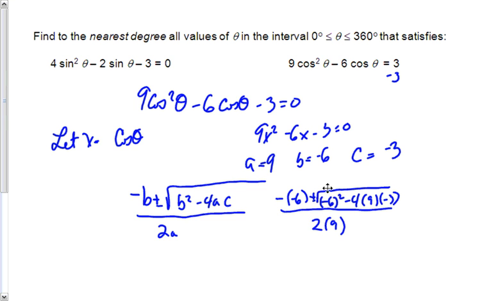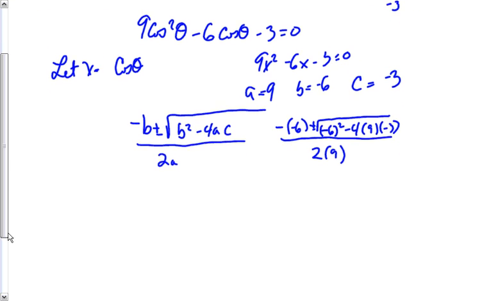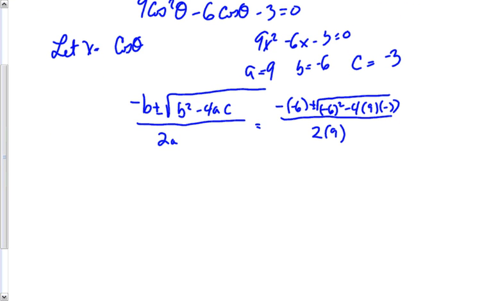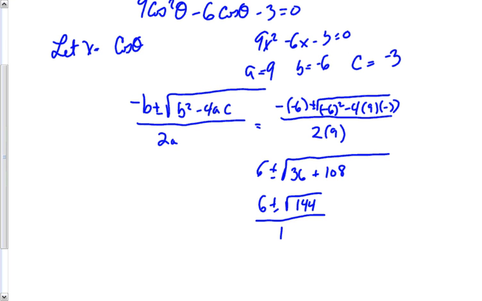Okay, crunching the numbers, which again we should always be extremely careful with. And we get negative, which is just 6, plus or minus the square root. 6 squared is 36, plus, because 2 negatives make a positive, 12 times 9. Oh, no, wait, I'm cheating. I did the computation earlier. And you get 6 plus or minus the square root of 144 all over 18.